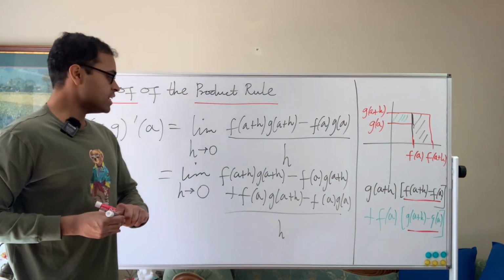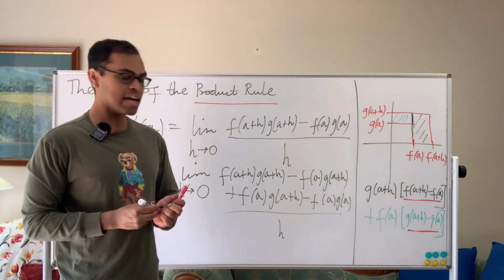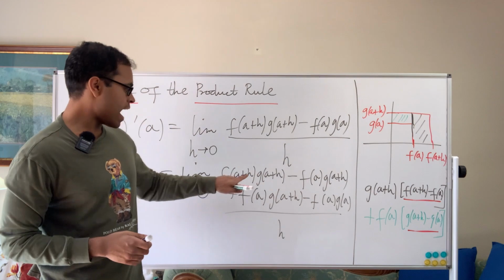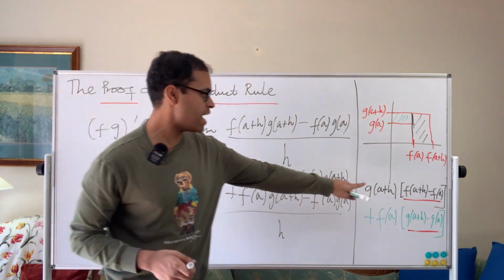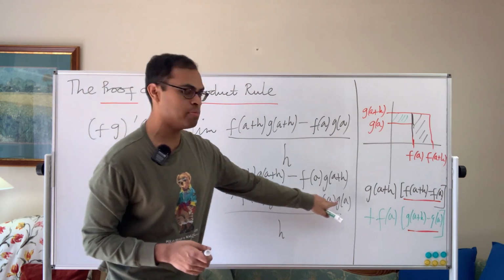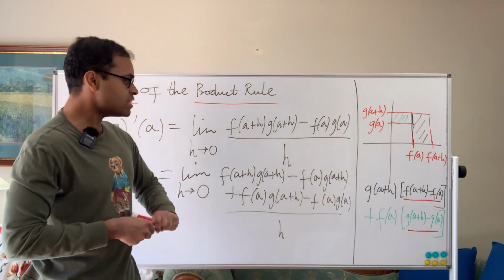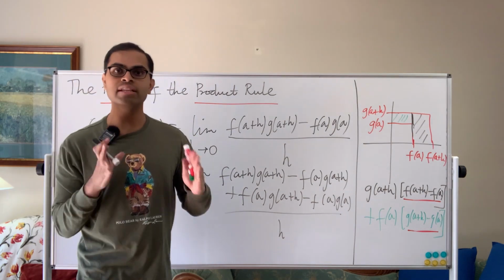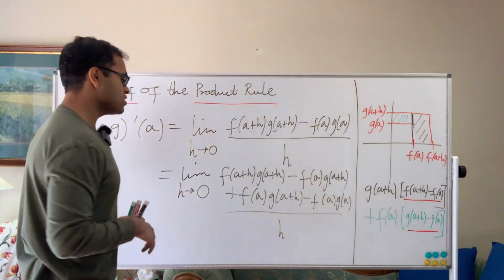Now what we've done here is basically just written this out. g of a plus h can be factored from the first difference, times f of a plus h minus f of a, as you see in that picture, and then f of a can be factored here, times g of a plus h minus g of a. So you can factor them out in that way, and now you can get two different limits that you can find using the derivatives of f and g.